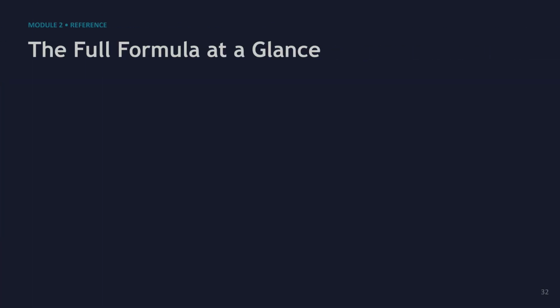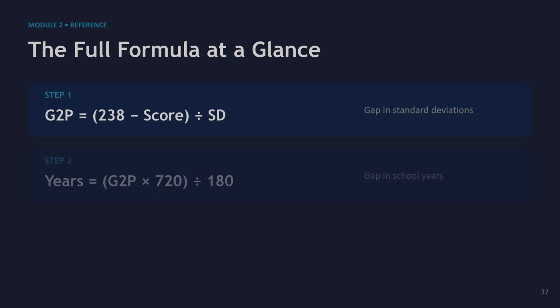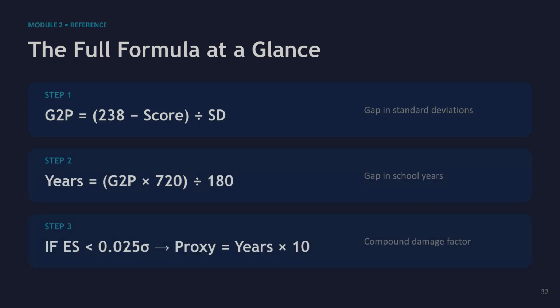Let's review the full Hare-Hale formula at a glance. Step 1 calculates G2P, the gap in standard deviations. Step 2 converts G2P into years. Step 3 applies the proxy if the effect size is less than 0.025 sigma, revealing the compound damage factor.